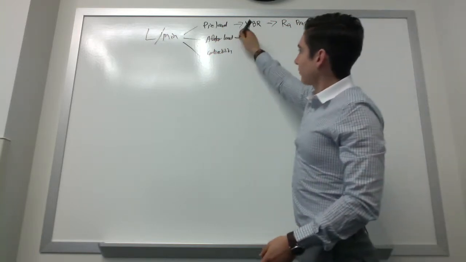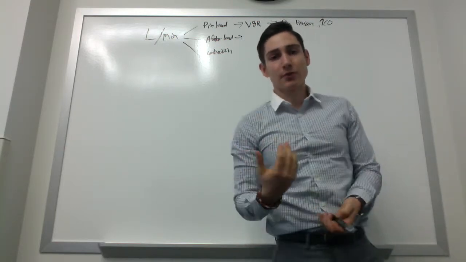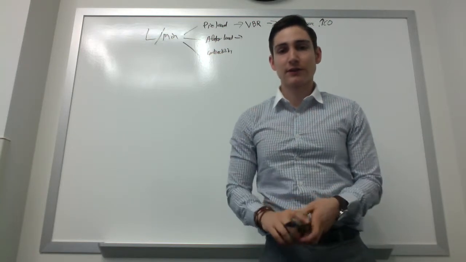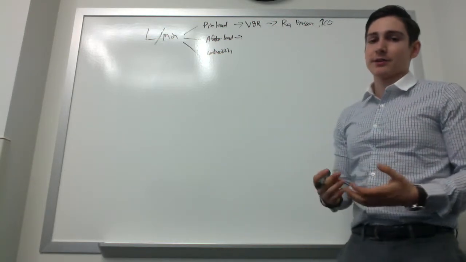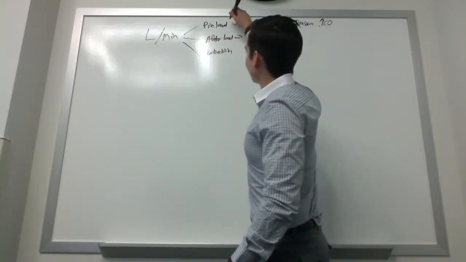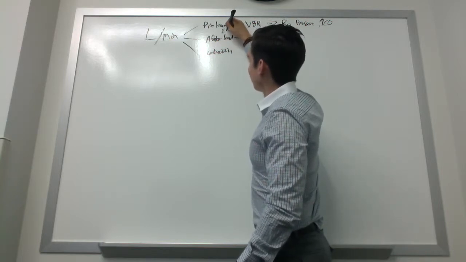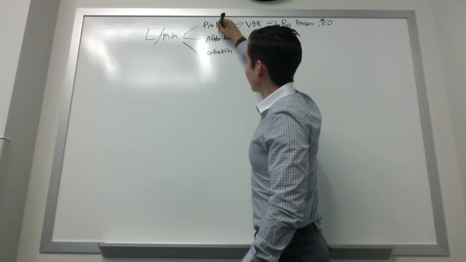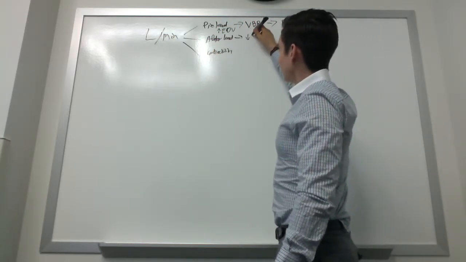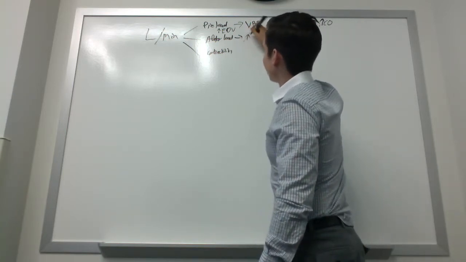Okay? The afterload is how much resistance the heart has to go against when it's pumping. So if there's a high blood pressure or a lot of vascular resistance, that's going to prevent the ventricle from completely emptying. If you increase the afterload, you're going to increase the end systolic volume.